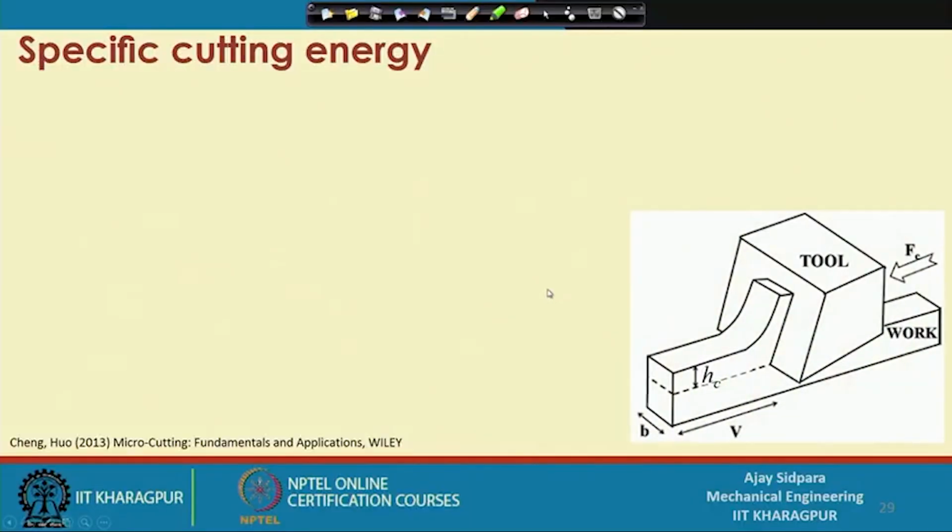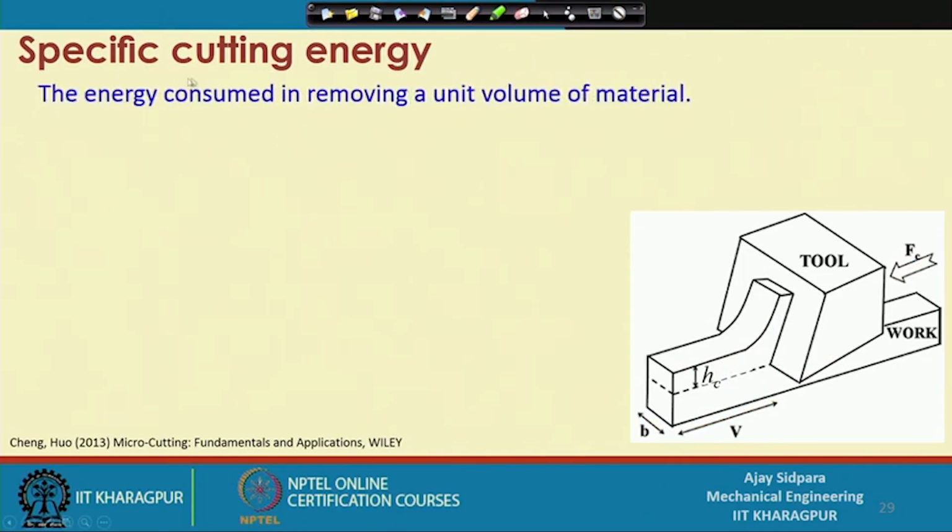Right. So, we have seen here that this is a single point cutting tool, and this cutting tool is moving in right to left direction, and this is the uncut chip thickness, this is the cutting velocity, this is the width of the chip, and this is the force Fc which is required to penetrate this tool into the workpiece material. Right. So, how can you define the specific cutting energy? The energy consumed in removing a unit volume of material.